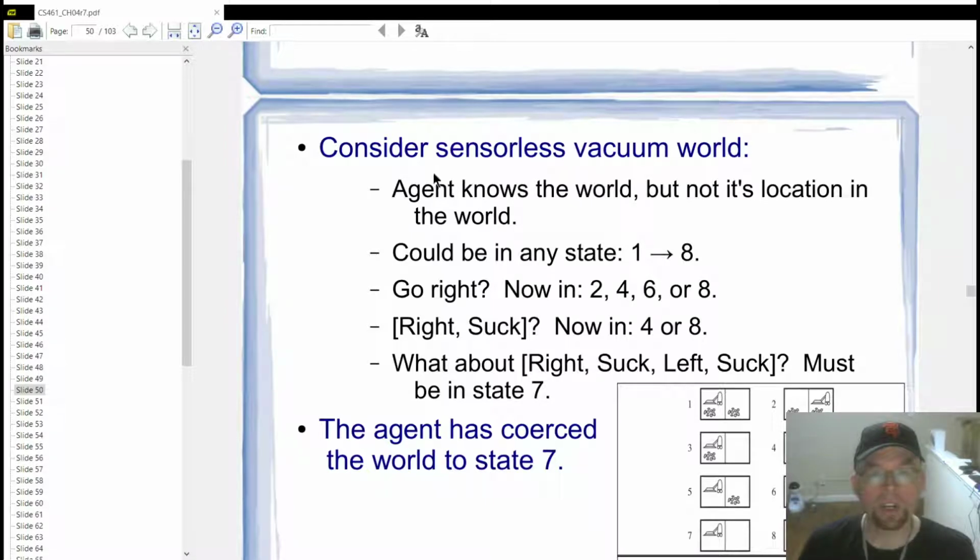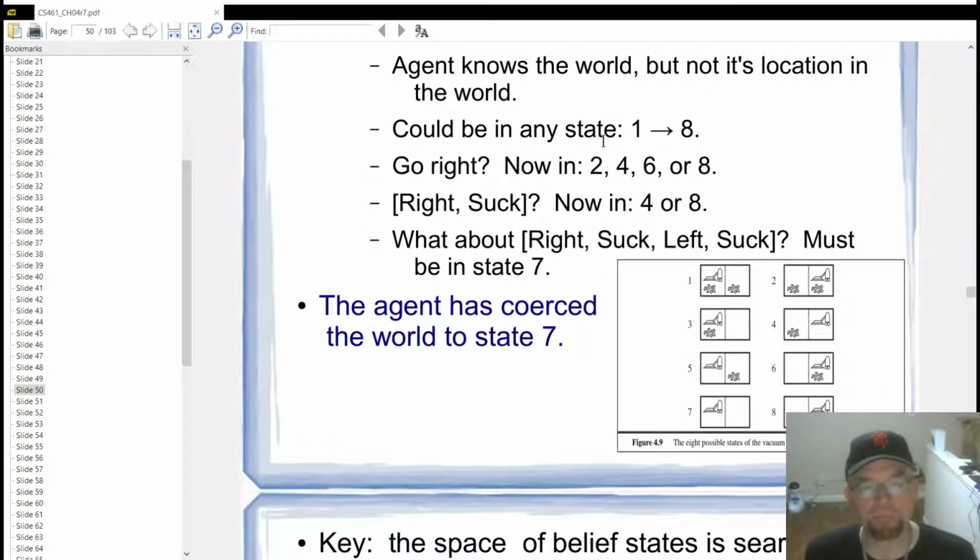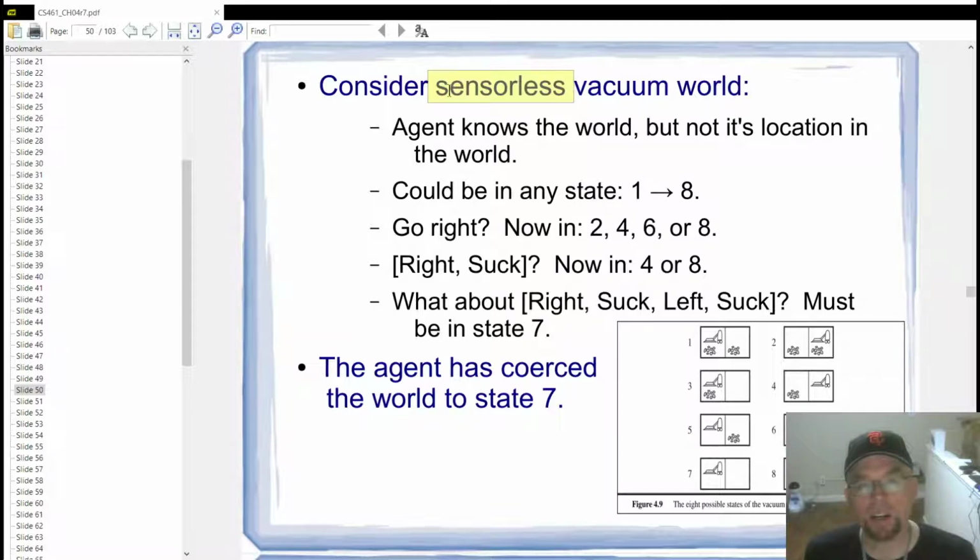Okay, so consider sensorless vacuum world. You could have a situation where the vacuum agent can't perceive anything about its environment, right? So when it first starts off, the agent could be in any one of these states, doesn't know, right? So its initial belief state would include all 8 states because it doesn't know which one it's in, okay? It can't sense anything, right?